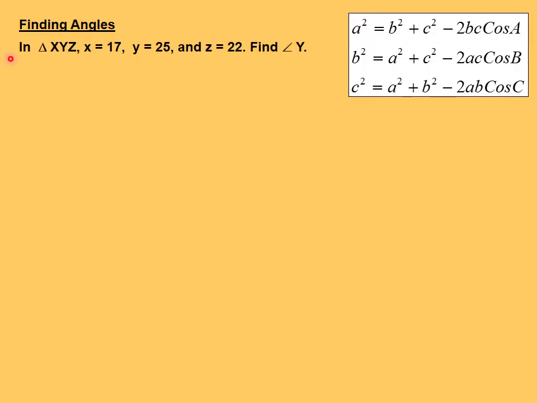So here we're mixing it up a bit. We have a triangle XYZ instead of an A, B, and C. So hopefully you won't get tricked up by that. We're going to use the same methods. Let's just look at the question first.